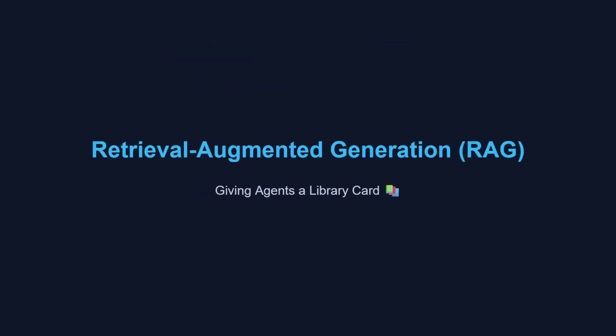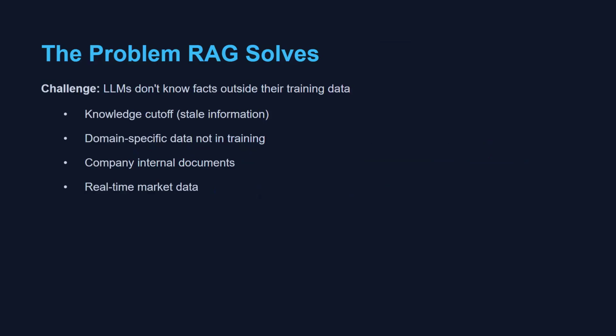Now, let's understand retrieval augmented generation, or RAG. Agents often don't know the facts they need, right? So RAG is the algorithm that is used to give the agent a library card. The problem RAG solves is knowledge cutoff, specific domain data that is not in training, company internal documents, or even real-time market data, which it can also provide.